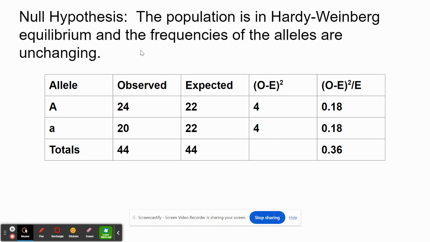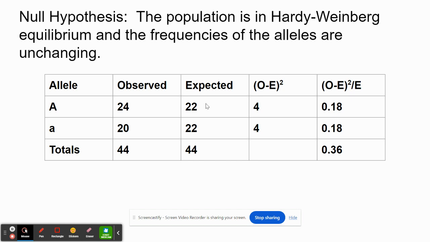Because if we truly are having unchanging frequencies, then if you start with 22 of each, then you would expect to end with 22 of each. The observed is actually what we get at the end. So there I put in our ending 24 dominant and 20 recessive. Now I just do the subtraction, square, divide by expected, and I got 0.36.